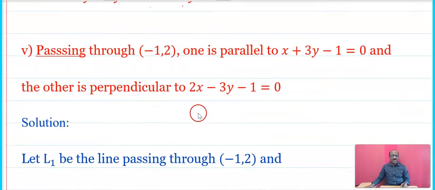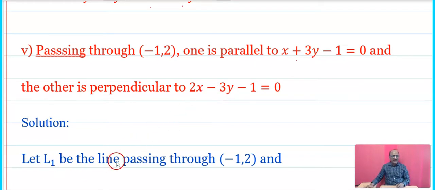Next is, find the combined equation of the lines which pass through the point minus 1 and 2, and are parallel and perpendicular to these lines. Which are the lines? x plus 3y minus 1 is equal to 0, and the other is perpendicular to this line. Means we will find out the slope of this line as it is. For the other line, we will take its minus and reciprocal. That will be the slope of our required lines.